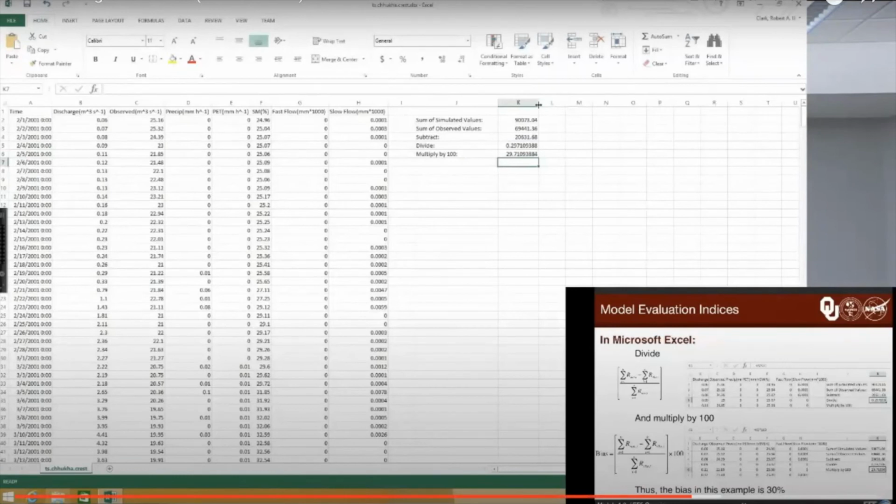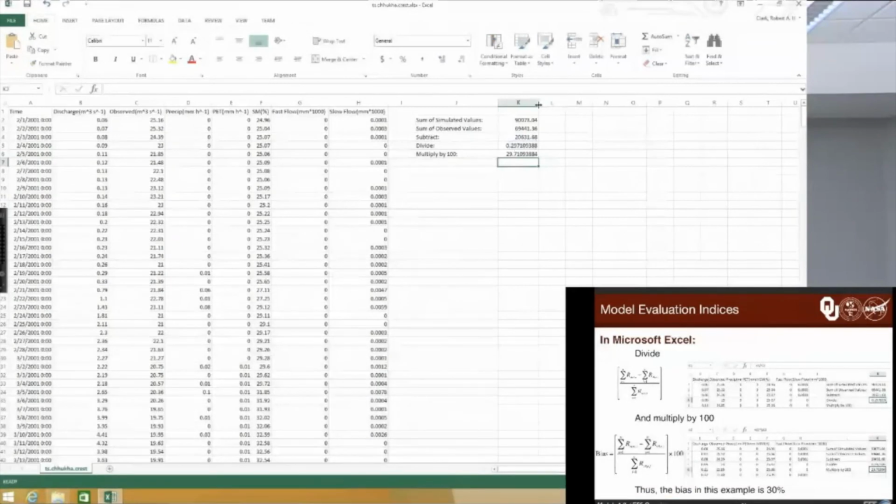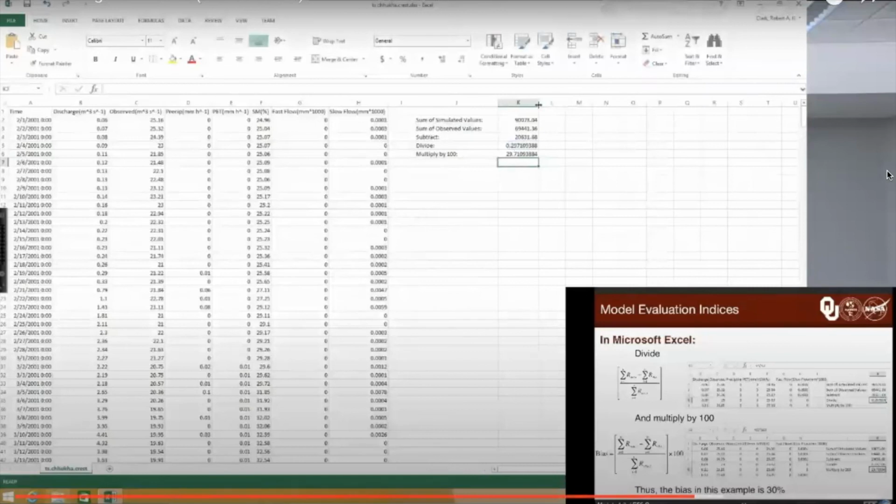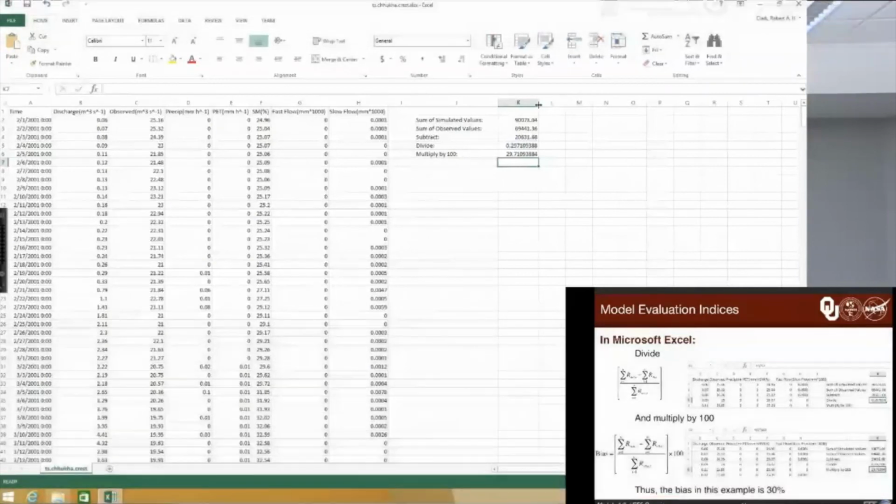29.71, or 30 when you round up. So our bias for this example is 30%, which means that on average the model is 30% higher than the observations on average.